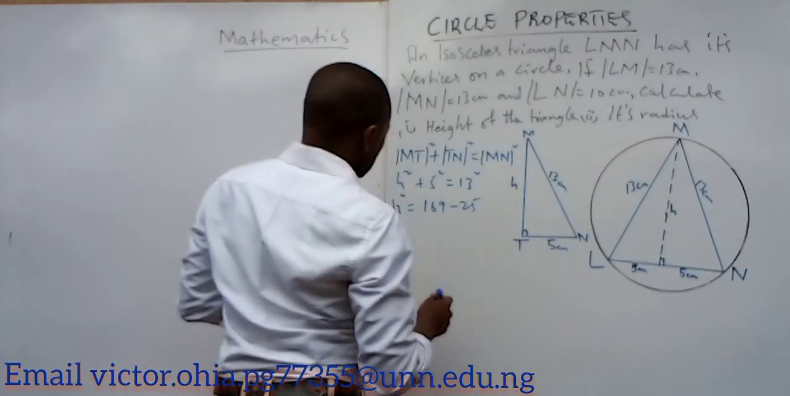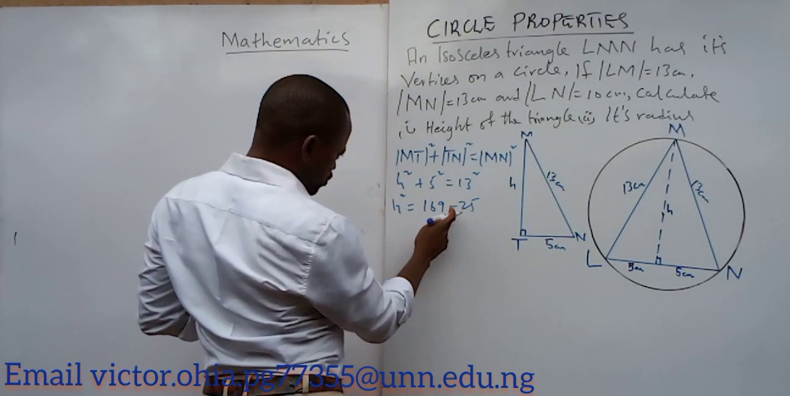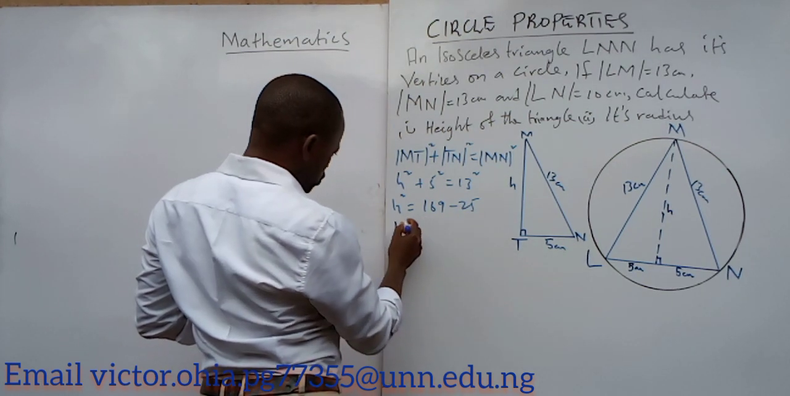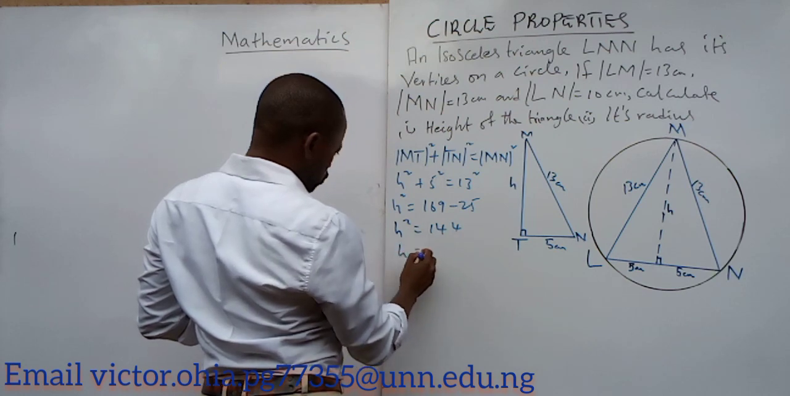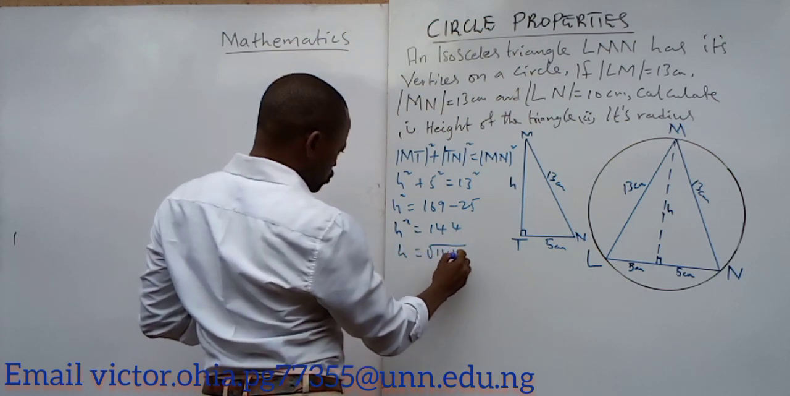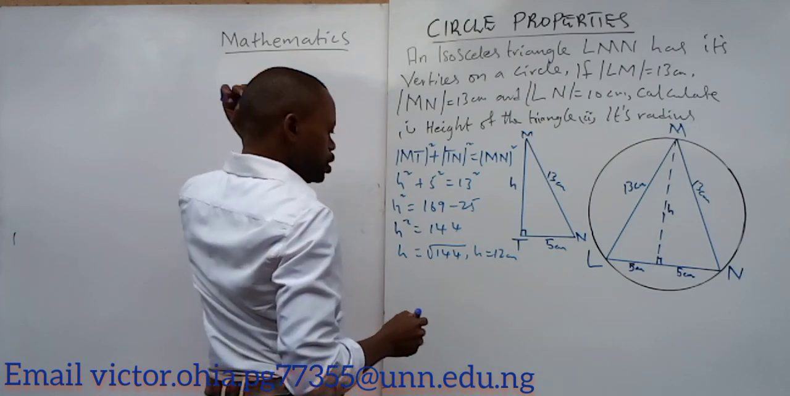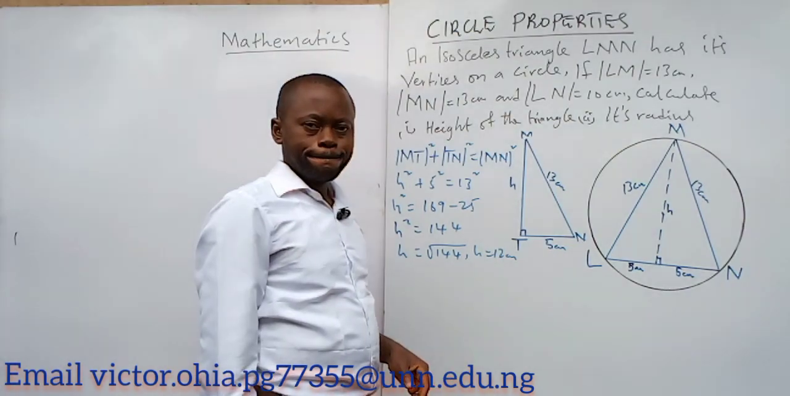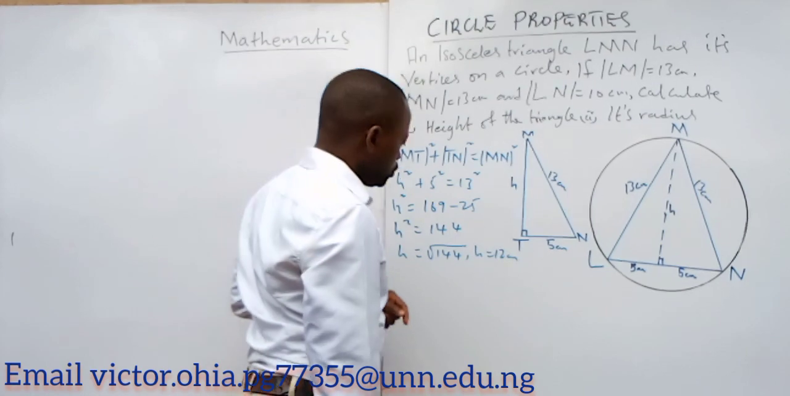So if we have this subtraction, remove 5 from 9, that will be 4. Remove 2 from 6, that will be 4. So I have h squared equals 144. So h is equal to the square root of 144. So h is equal to 12 cm. So the height of the triangle is 12 cm.